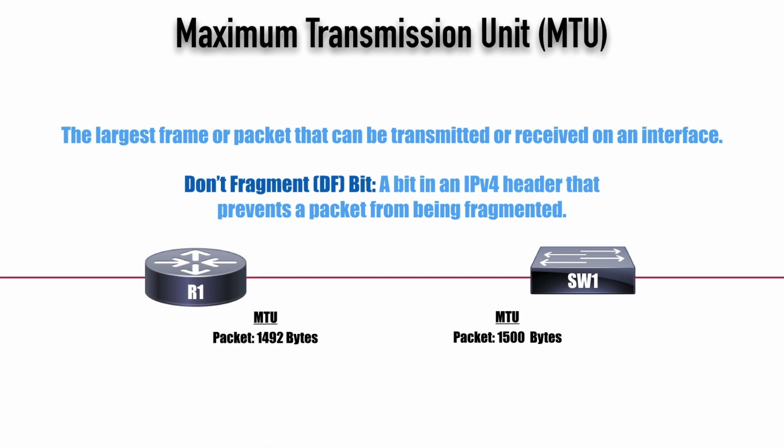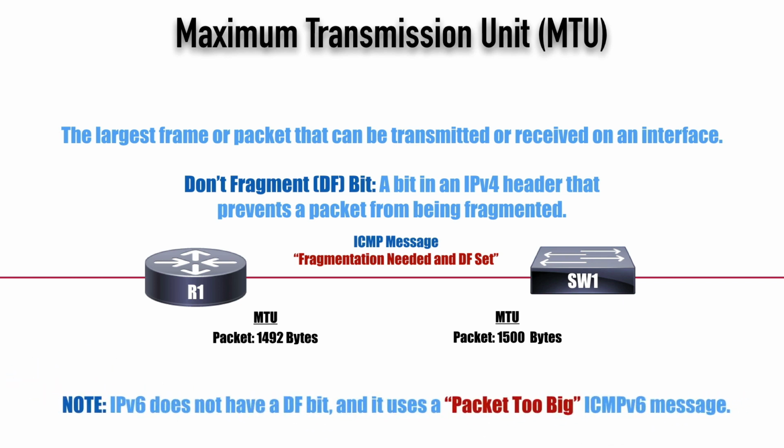When that happens, router R1 is going to let the switch know. It's going to send an ICMP message back that says fragmentation needed and DF set. And this was with IP version 4 specifically. With IP version 6, there isn't a DF bit, but there is a packet too big ICMP version 6 message.